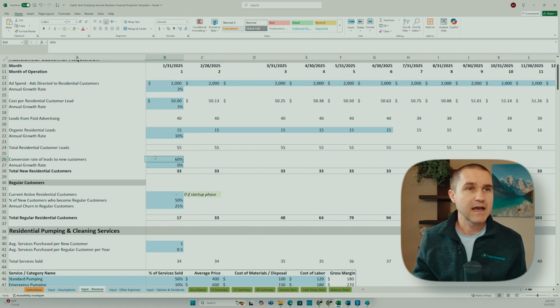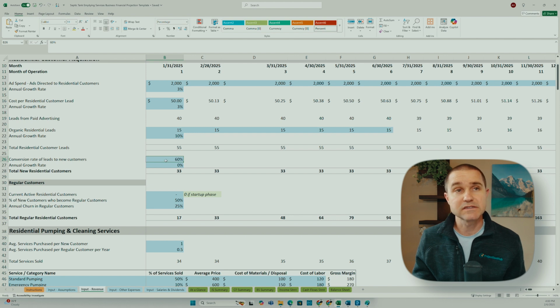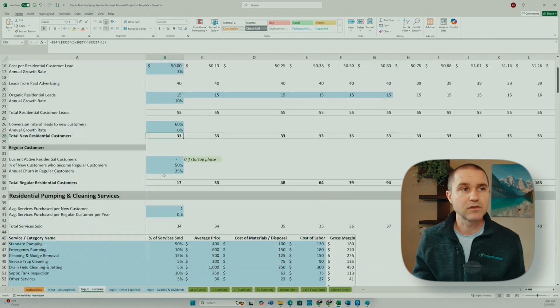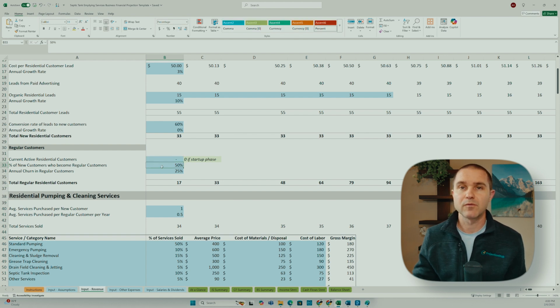And then we have the ability to set a conversion rate of leads to new customers. So let's say for those residential leads, you're converting 60% of them into new customers, giving you total new residential customers of 33. Here you can set the number of active residential customers that you already have. So again, we're going to say 0 because we're going to assume you're a startup.